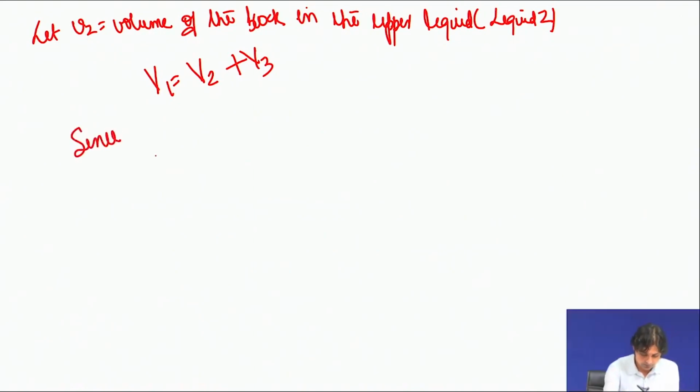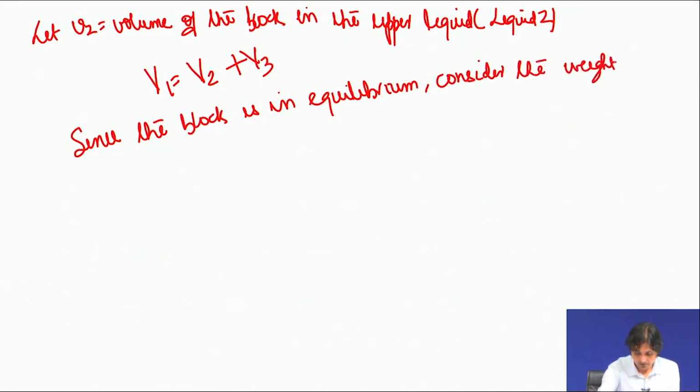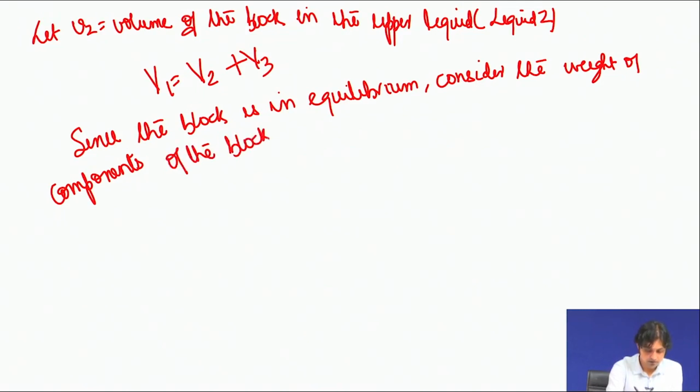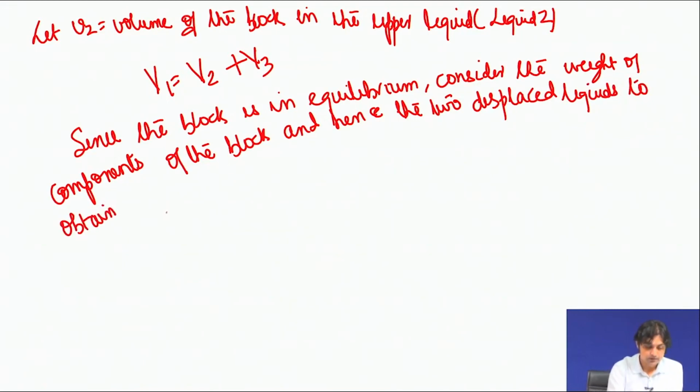Since the block is in equilibrium, consider the weight of components of the block and hence the two displaced liquids to obtain. So how do we get that?